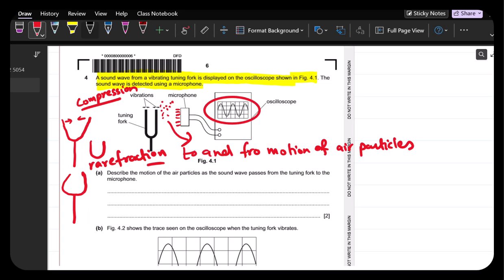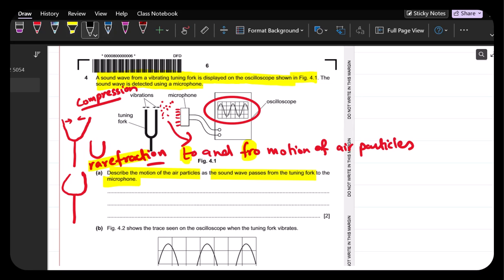So part A is saying, describe the motion of air particles as the sound wave passes from the tuning fork to the microphone. So whatever I was explaining in the diagram, you have to describe here. Compression will happen, rarefaction will happen, and due to this to and fro motion will be created, and air particles will move in the same direction as the vibration. As soon as the microphone detects it, it will create a wave on the oscilloscope.